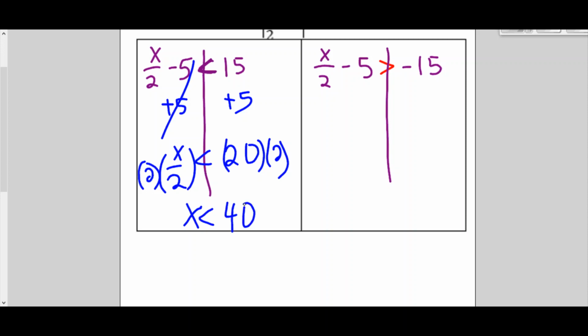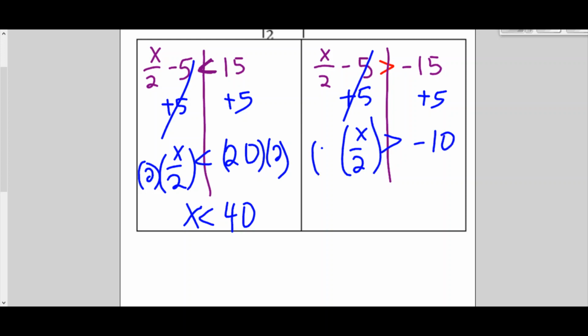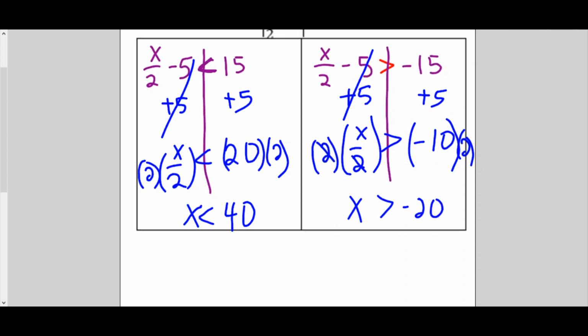For the other solution, it's going to be the same problem. Now I just have negative 15 on the other side. So plus 5, plus 5. So those 5s cancel. I get x divided by 2 is greater than negative 10. Multiply both sides by 2 so that those 2s cancel. And I get x is greater than negative 20. So the solutions to this inequality have to satisfy either x is less than 40 or x is greater than negative 20. So it has to satisfy either of those to be a solution.